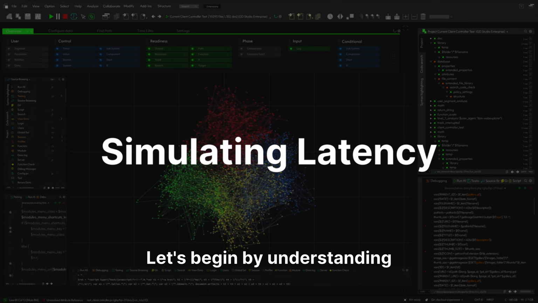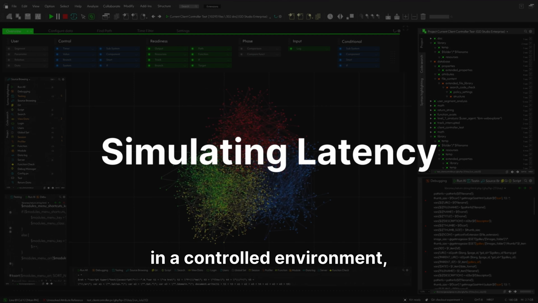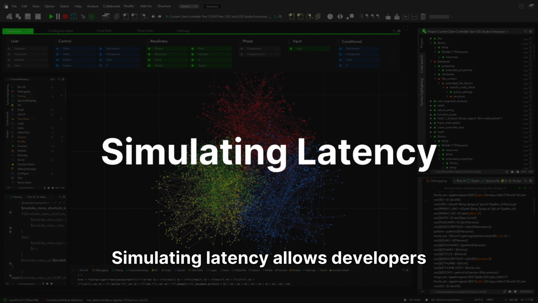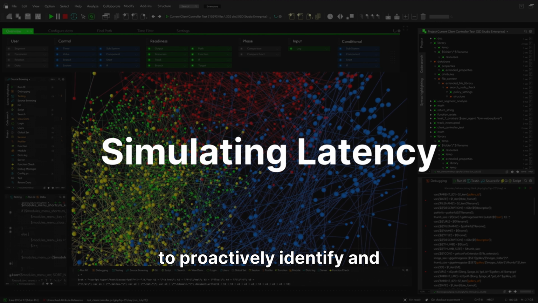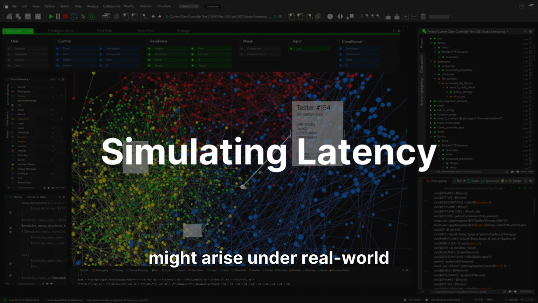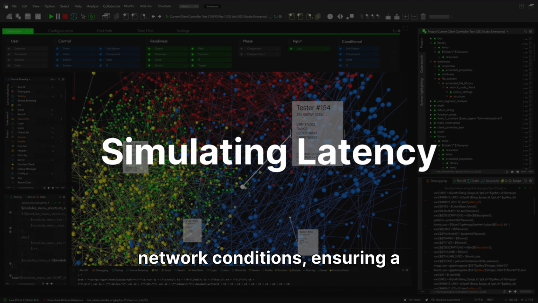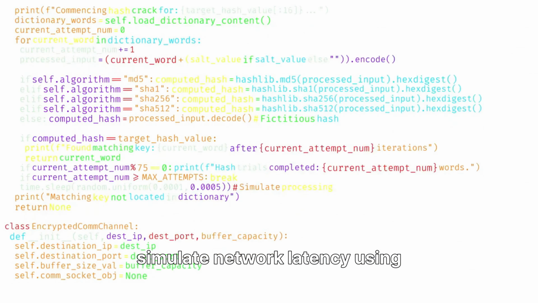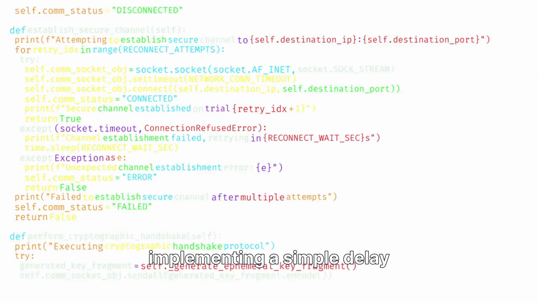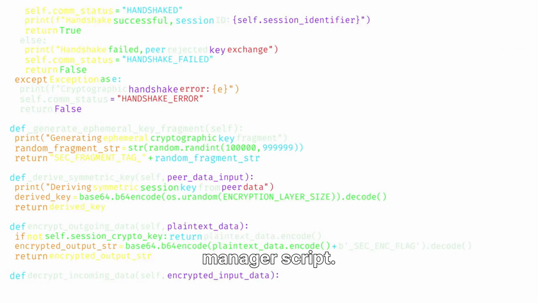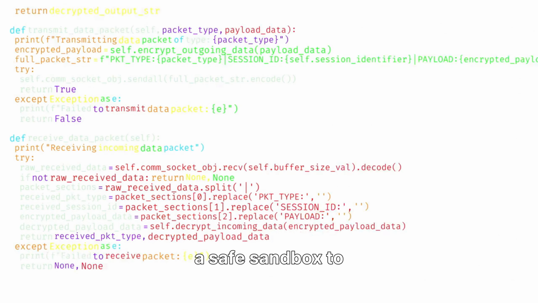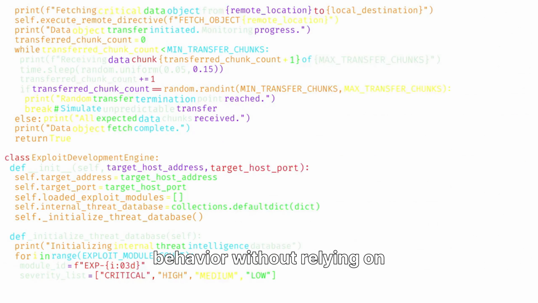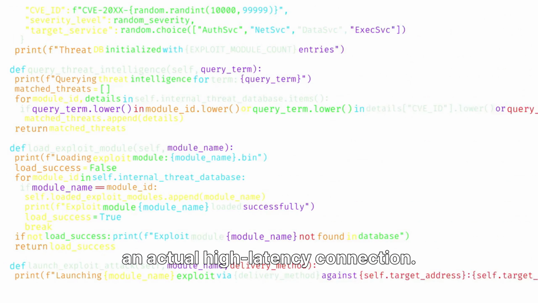Let's begin by understanding how to simulate latency in a controlled environment, which is crucial for testing and debugging network code. Simulating latency allows developers to proactively identify and address potential issues that might arise under real-world network conditions, ensuring a more stable game. In Unity 3D, you can simulate network latency using various tools or by implementing a simple delay mechanism within your network manager script. This controlled simulation provides a safe sandbox to experiment with different latency values and observe their effects on your game's behavior without relying on an actual high-latency connection.